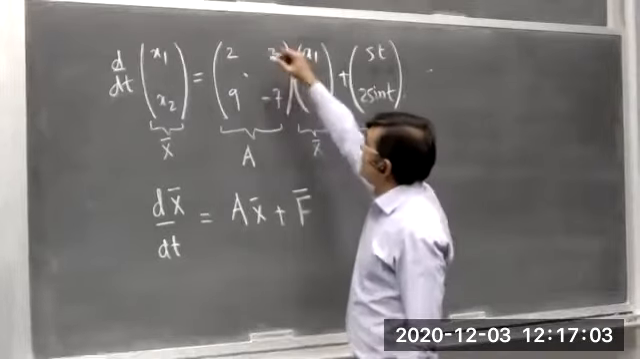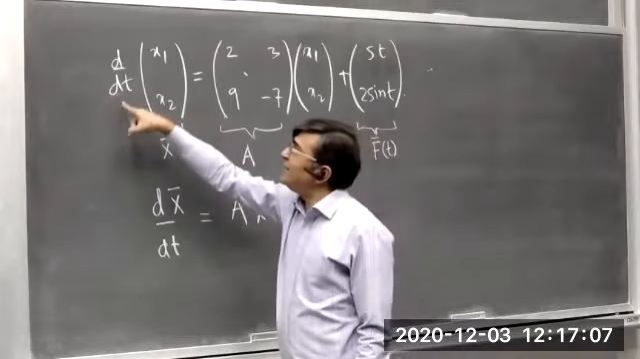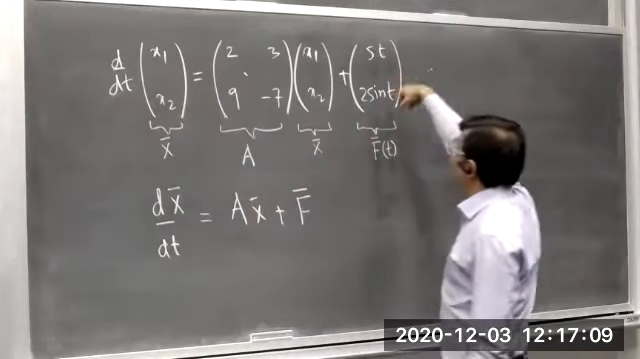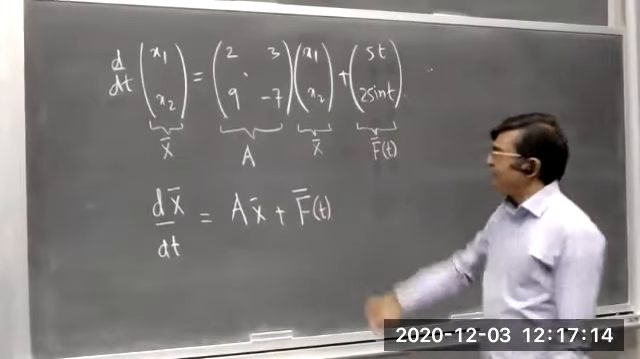Where A is this matrix, this x1, x2 is the x vector, and d by dt of x vector is the derivative, and this is your f vector, which is basically a function of t.